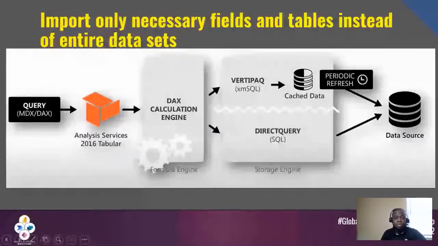So this is what I was explaining about when you import. When you import, the pathway is you have your query, you have your tabular service, you have your DAX engine. The VertiPaq engine is what is going to compress the data that you are bringing in. And when there is a refresh or you click on a slicer, it takes the data from the file, first of all gets the compressed data, before it gets output to you, which is not happening with DirectQuery.